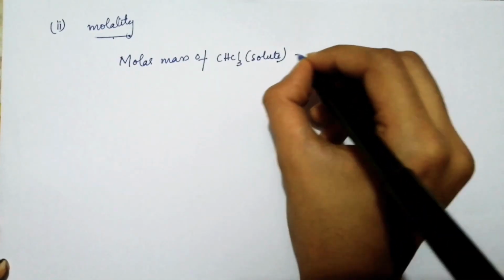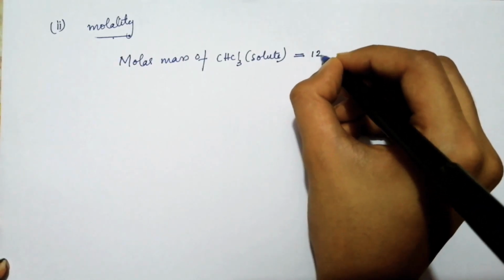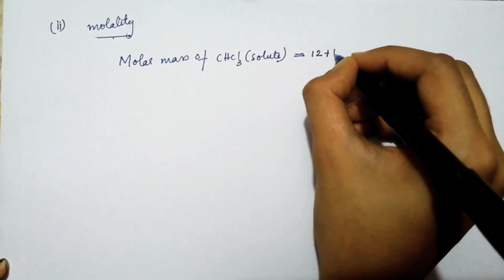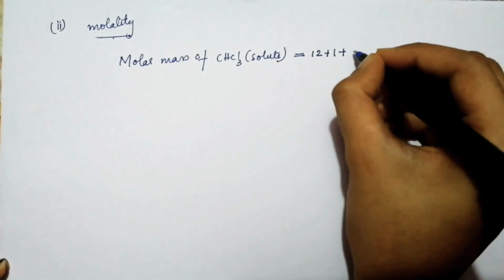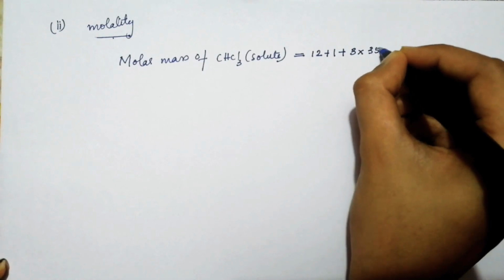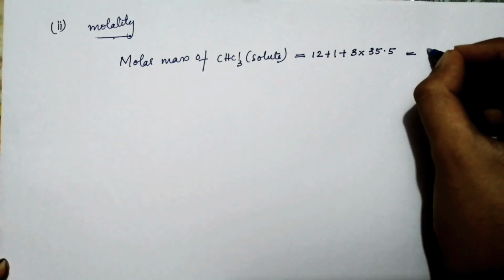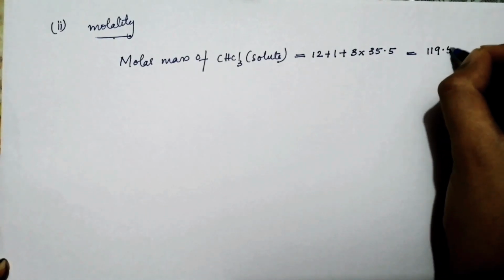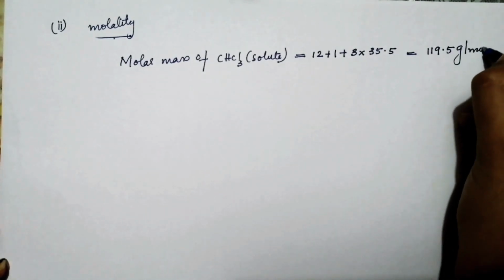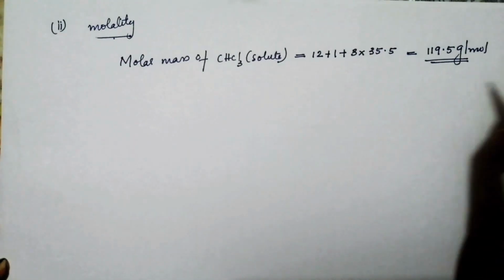So to calculate the molar mass, we know the atomic mass of carbon is 12, plus the atomic mass of hydrogen, 1, plus, since there are 3 atoms of chlorine, we multiply 3 into the atomic mass of chlorine, that is 35.5. So this gives us a sum total of 119.5 gram per mole. So this is the molar mass of chloroform.